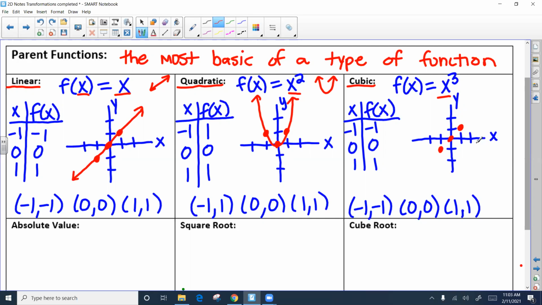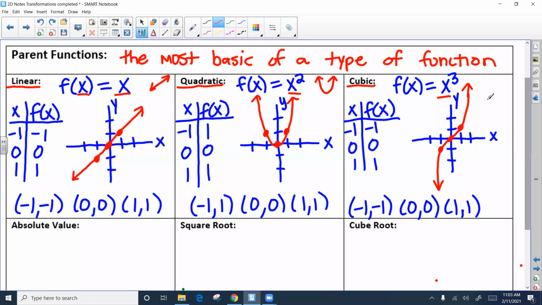The right side of the cubic function looks like the quadratic function. It's like a U shape. So this half is like an upward facing U on the right. The left half is like a downward facing U. So it's like we took the left side of the quadratic and flipped it down.